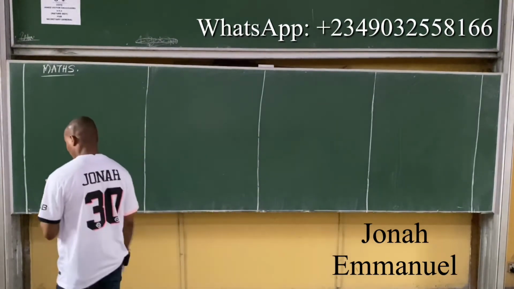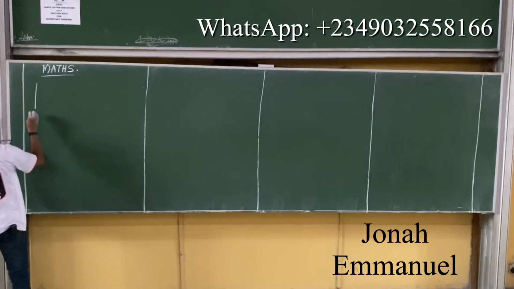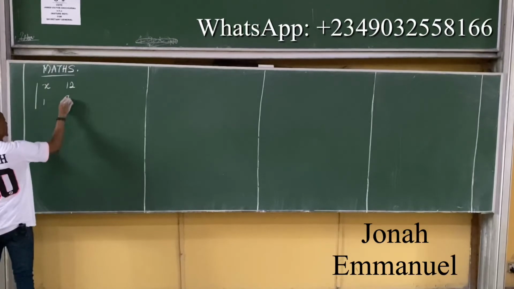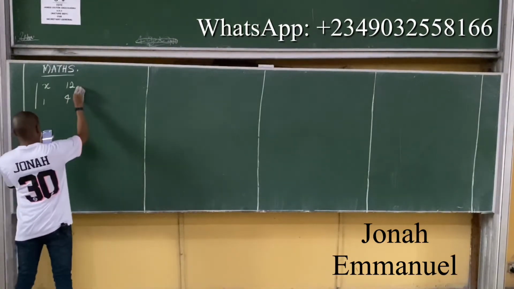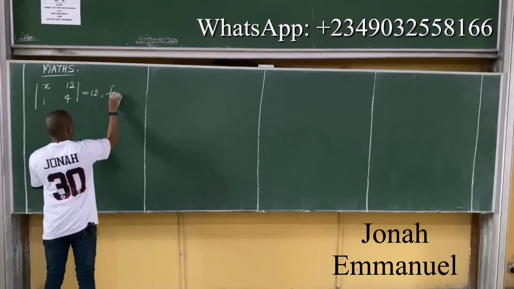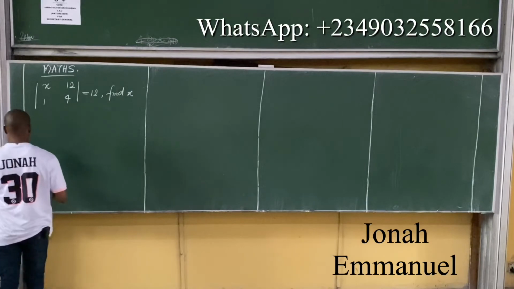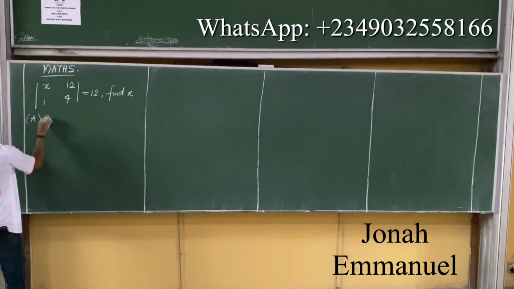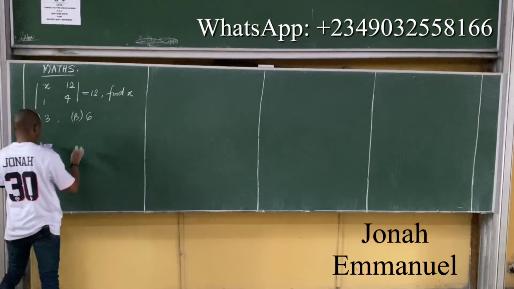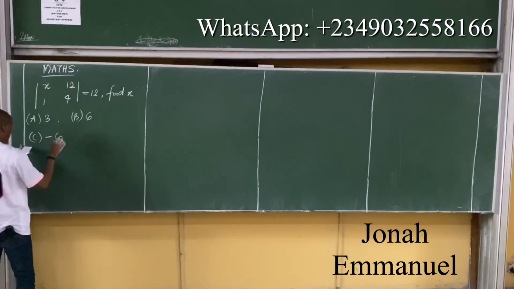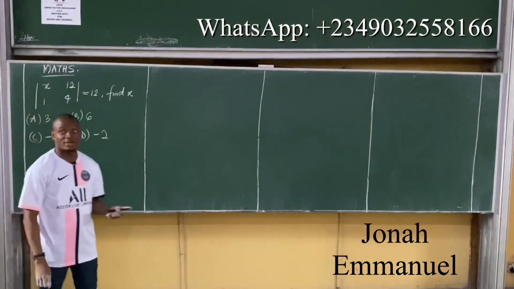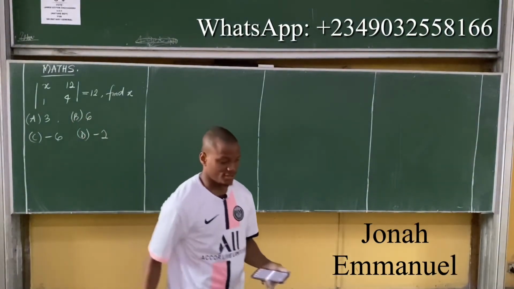Take down, please. We have this: the determinant of the matrix x, 2, 1, 4 is equal to 12. Then find x. Here are your options: 3, 6, minus 6, minus 2. So here's a typical JAMB question: find x in this case.